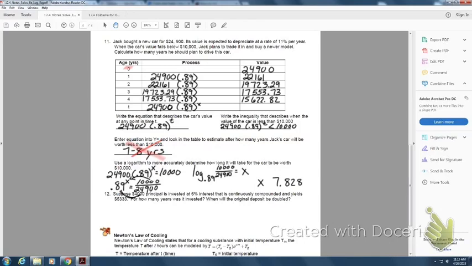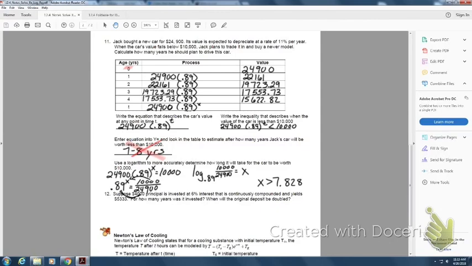Now let's put the correct inequality in there. Get your mind back into the word problem where you're talking about a car, and the older it gets, the less the value goes. So what inequality would make sense in this answer? Greater than. Okay. When the car is 7.828 years, it's equal to 10,000. And once x gets bigger, the value drops below 10,000.